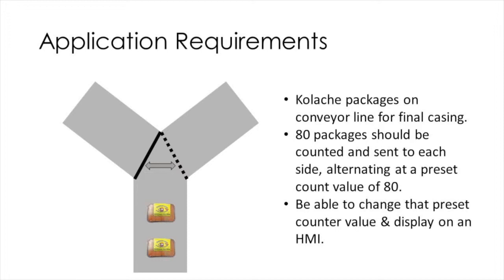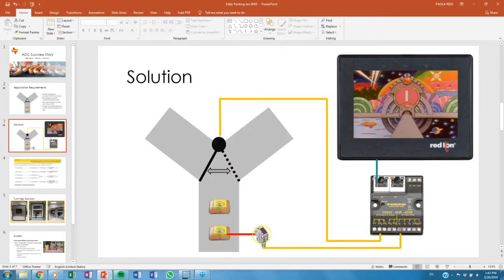Pretty much the application here consists of a kolache manufacturer with a conveyor line and a pneumatic actuator at this point directing the kolache either left or right for casing. What we propose for a solution is a photoelectric sensor, a Q4X from Banner, sensing the kolache packages coming down the line and sending that input into a FEN 20. The FEN 20 starts a counter, counting up to a certain preset value, and when that preset value expires, it energizes a pneumatic actuator to turn on or off for an entire cycle.